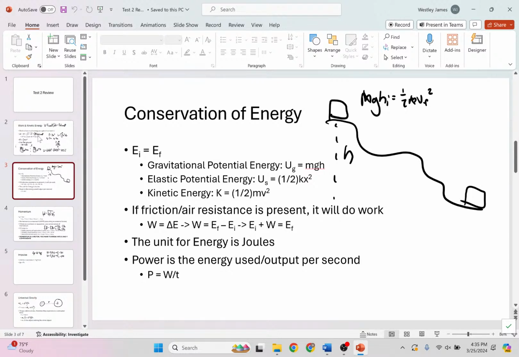Make certain you can set up conservation of energy. If you cannot solve a conservation of energy problem by the end of this class, I have failed you. Or some combination of something is really wrong there, because this is the bread and butter of a huge piece of this class: being able to do conservation of energy.